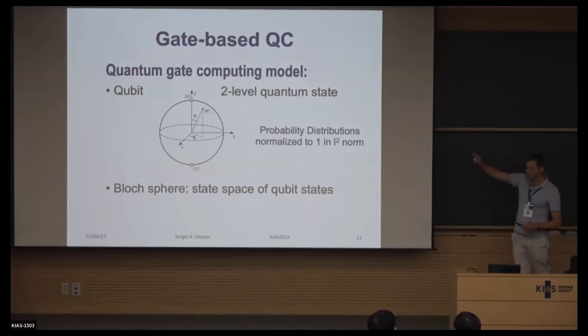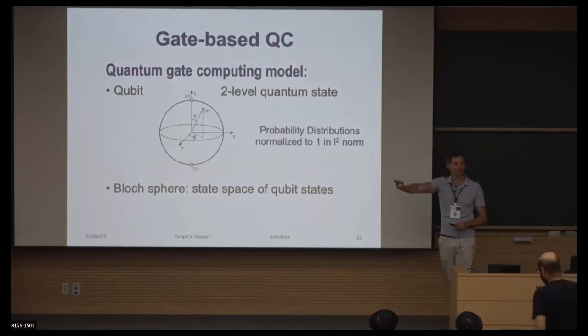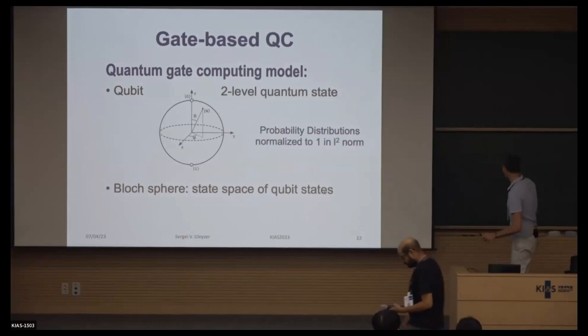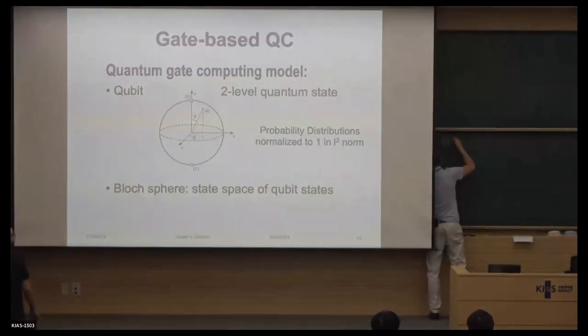The first thing we're going to introduce is a two-level quantum state called a qubit. How many of you have heard of a qubit? A few? Okay, very good. So what's a qubit? Let's introduce some notation. This is a quantum state.